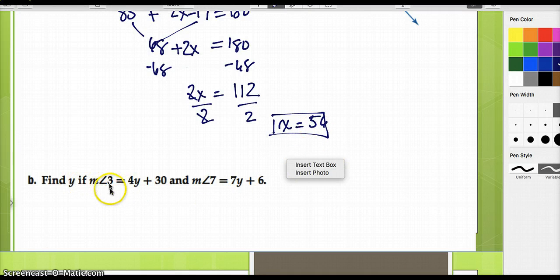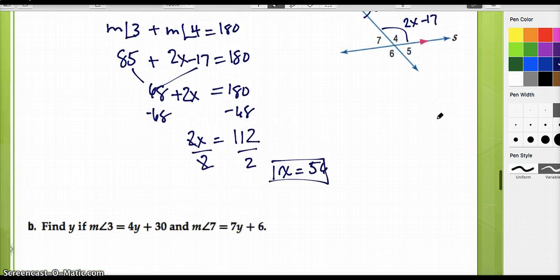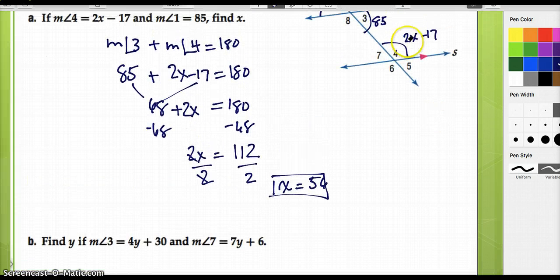So we're going to find y, still using this picture, so I need to scroll up a little bit. We're going to find y if the measure of angle 3 is 4y plus 30, and the measure of angle 7 is 7y plus 6. So the first thing I like to do is really just put that information right into my figure so that I can kind of visualize what information I have and what I'm looking for.